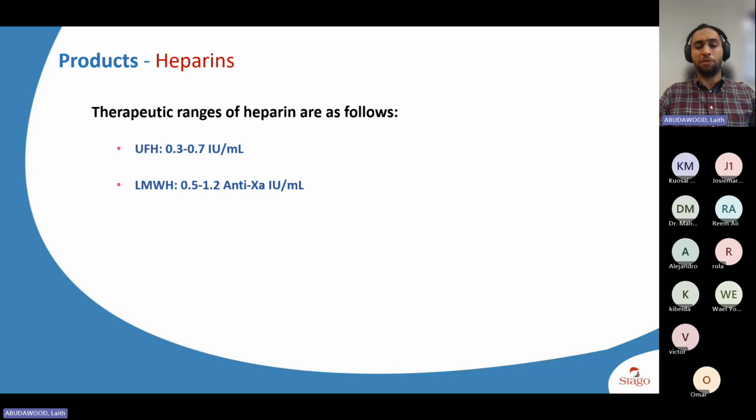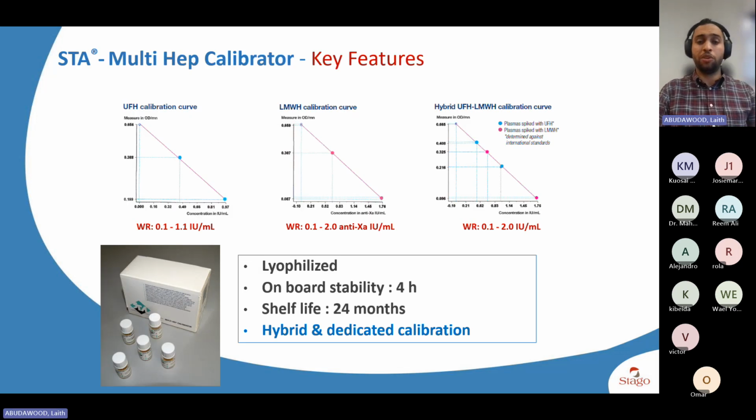Now, in this slide, I will just mention something that you probably already know. The therapeutic range for unfractionated heparin is 0.3 to 0.7 usually. Low molecular weight heparin around 0.5 to around 1.2. Now, why am I mentioning this here? I'm just mentioning this point to show you that the working range of this anti-Xa kit, which for the hybrid curve is 0.1 to 2.0, actually covers the therapeutic ranges for both unfractionated heparin and low molecular weight heparin. So you should not have any issues with the working range of the kit.